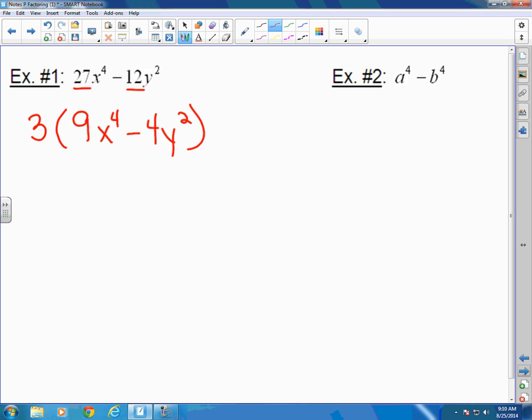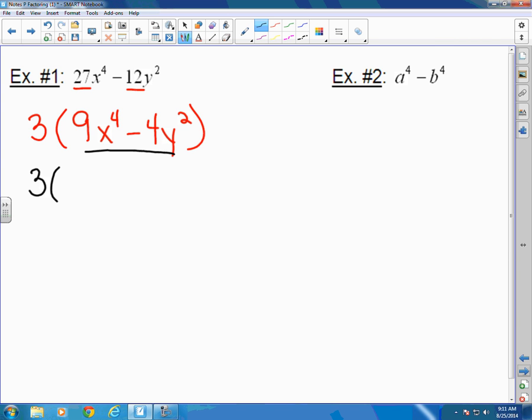So that would be step 1. Factor it by taking out a greatest common factor. Now, the terms inside here are still a binomial, so we can factor it even further. And this one factors by the difference of 2 squares, because 9 is a perfect square and 4 is a perfect square. And that pattern says a minus b, a plus b.